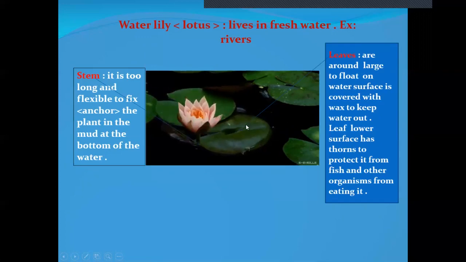The water lily has leaves. These leaves have a waxy layer. Why? To keep water out. And the leaf's lower surface has thorns. Why? To protect it from fish and other organisms from eating it.